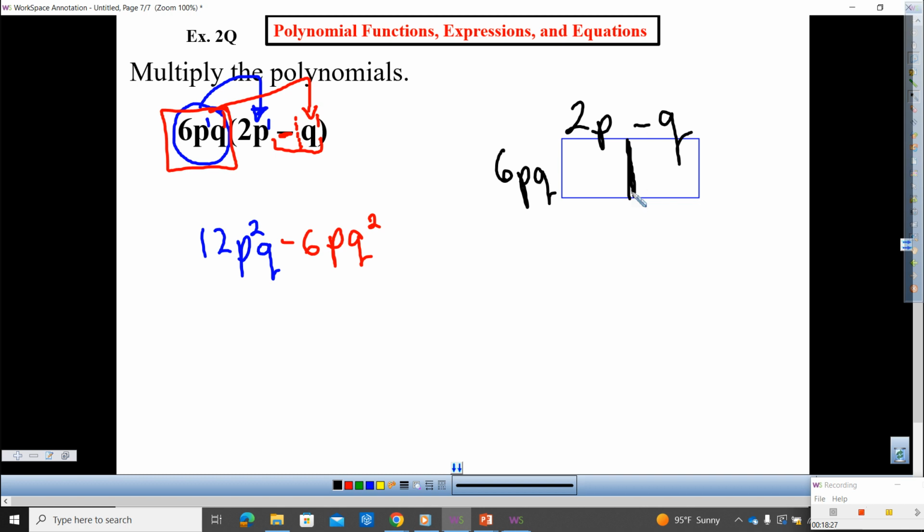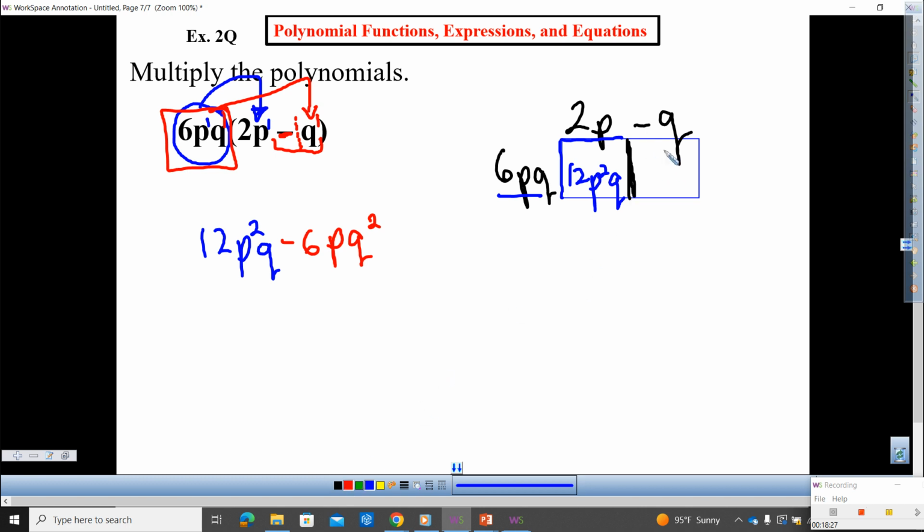Okay, before you copy, here it goes. This is how the area model works. I'm going to multiply this side times this little side, so I can find this area. So 6 times 2 is 12. P times P is P squared. And I just carry the Q.